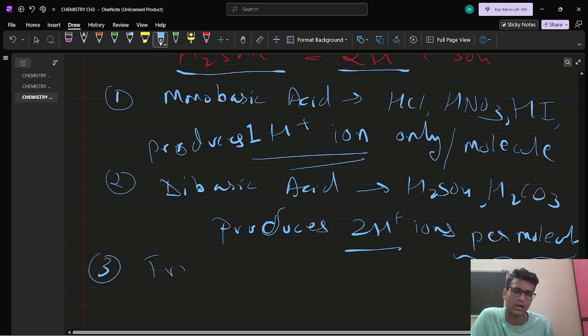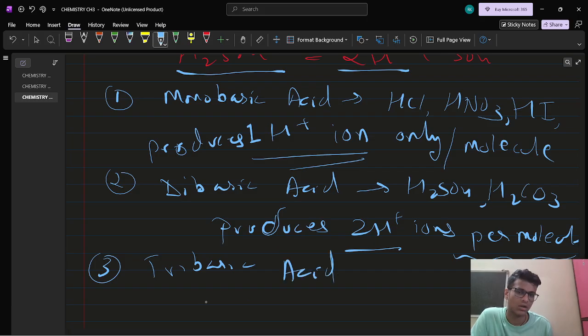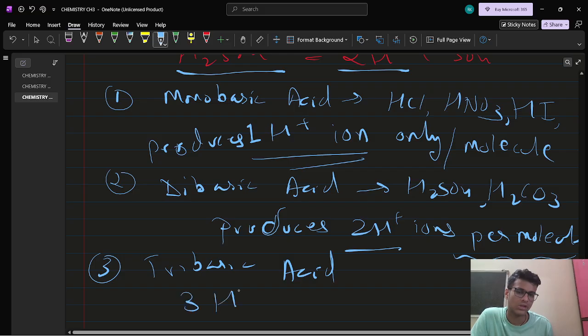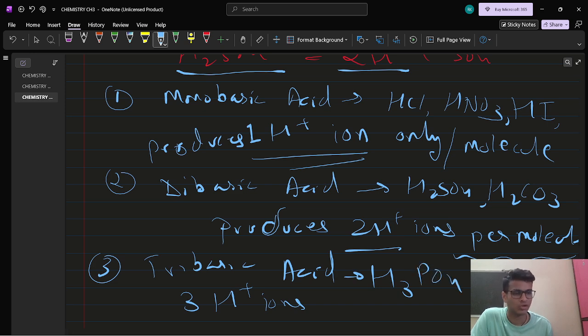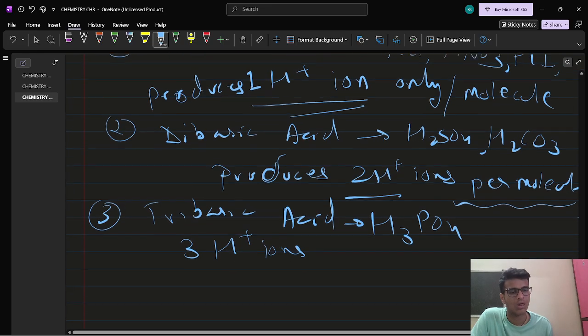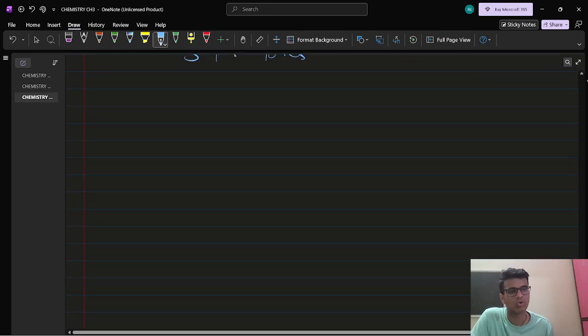Third, we have a tribasic acid. This produces three H plus ions. Example is H3PO4, phosphoric acid. Okay, so this was all basicity of acid.